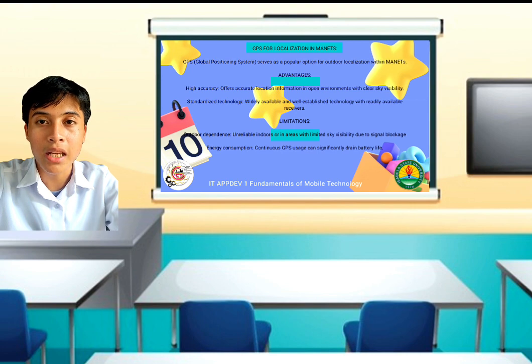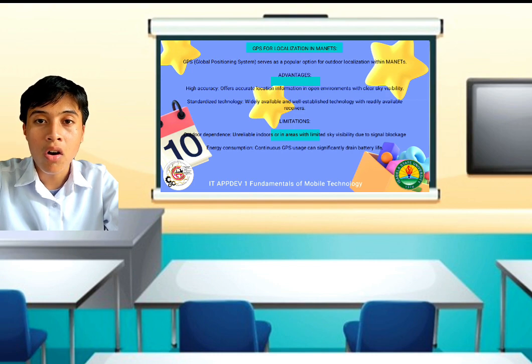And here are the limitations, such as outdoor dependence. This one is unreliable indoors or in areas with limited sky visibility due to signal blockage. The last one is energy consumption. Continuous GPS usage can significantly drain the battery life.